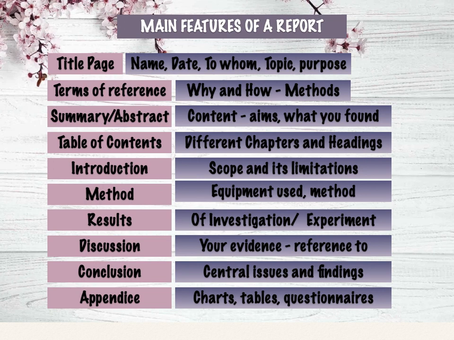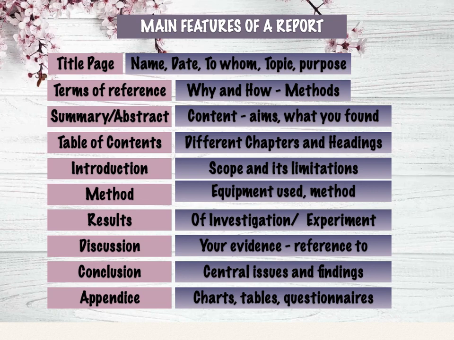Then comes introduction, where you are introducing the topic, and along with that you would be discussing the scope of the topic as well as its limitations. Then comes method. Here it would be the equipment used if it is from a science discipline, or sometimes the procedure or the method if it is from a humanities discipline. Then comes results. This is very closely connected with the investigation that you have done or the experiment that you might have conducted. Then comes discussion, where you would be stating your evidence in relation to the topic.